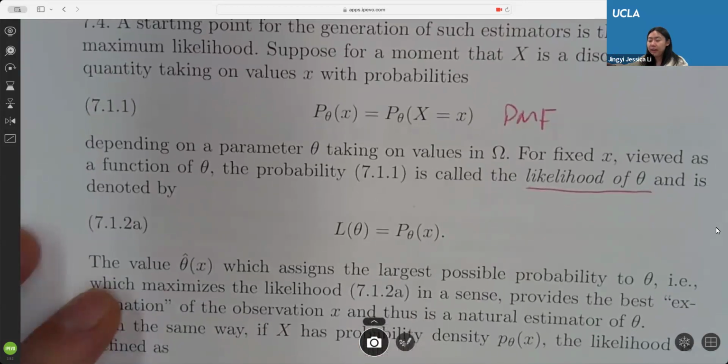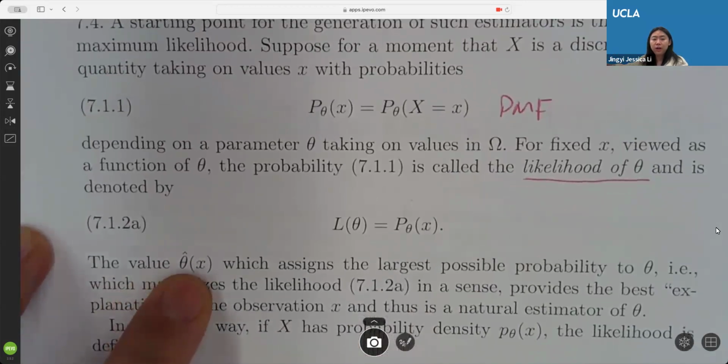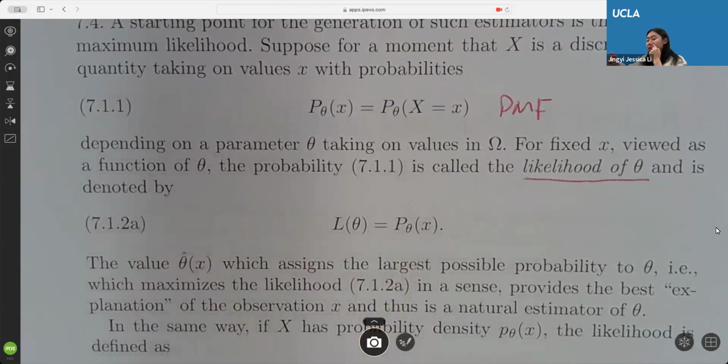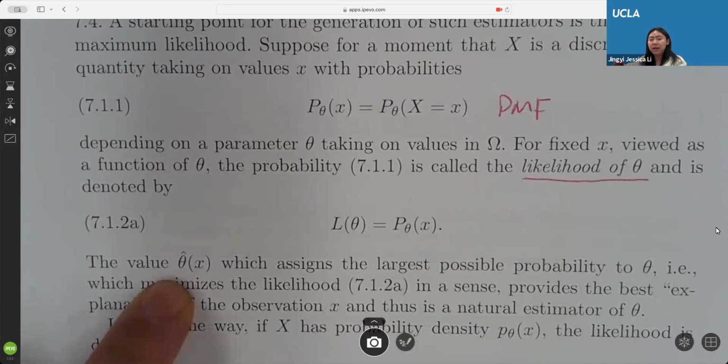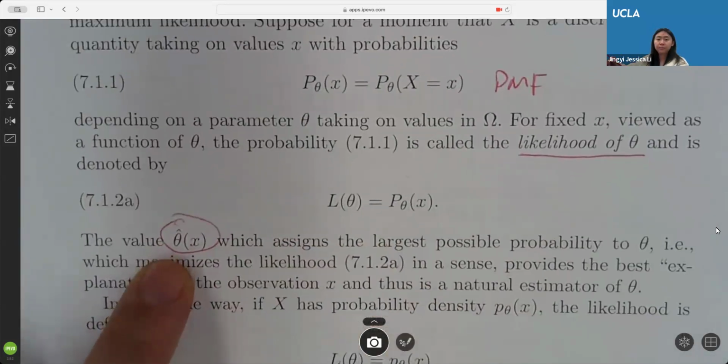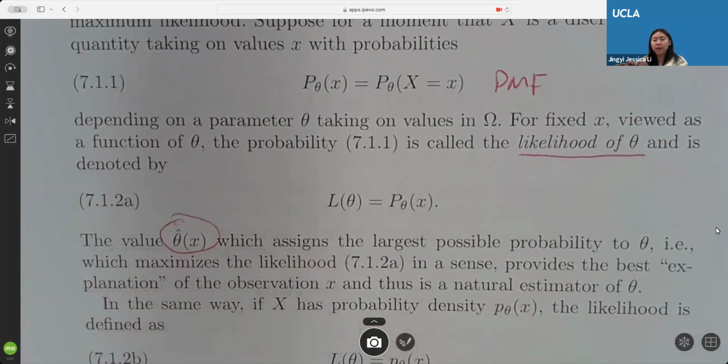Okay. And so in this case, you find the value of theta, which you call theta hat, such that this likelihood function is maximized. In other words, you depend on your observed value, small x, to find the maximum likelihood parameter value. That's why this theta hat depends on x, because once you change x, theta hat will change accordingly. This is very important to know. So this assigns the largest possible probability to theta, which maximizes the likelihood.